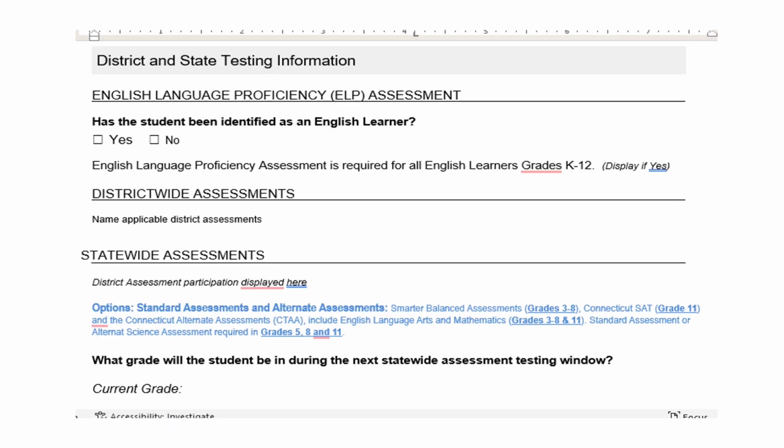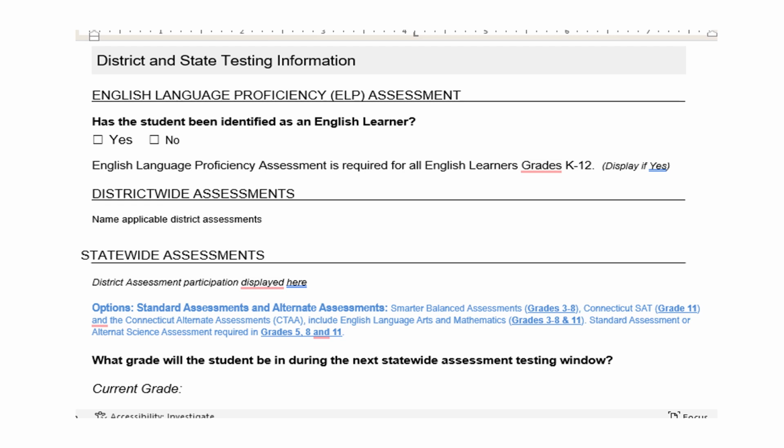And then this is the district and state testing. The English language proficiency assessment. Most of the district-wide assessments can be translated in 10 languages. And this should be available to all students within their preferred language. I'd say Bethany does not need this.